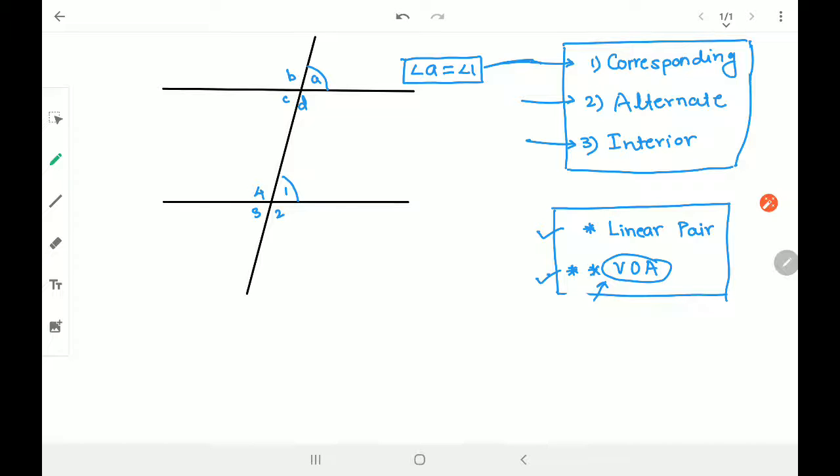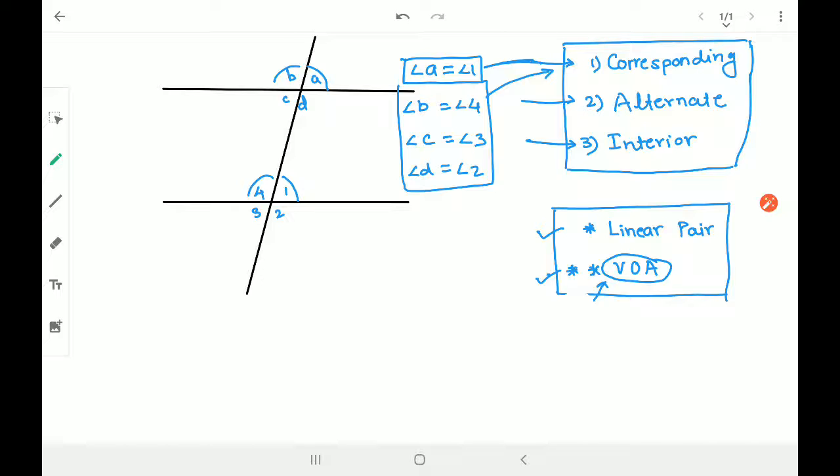There are many pairs of corresponding angles. For example, B and 4, C and 3, and D and 2. All these are considered to be corresponding angles. Clear? Getting it? Hope you are understanding.